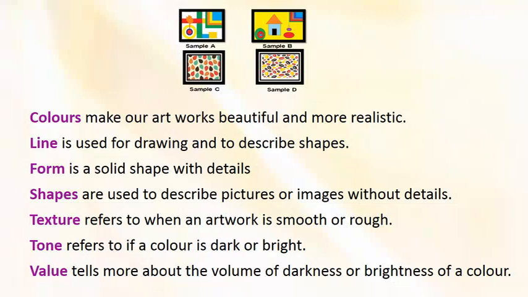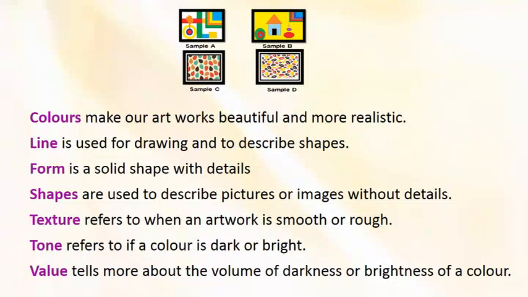Remember, you have different types of line: curve line, zigzag line, spiral line, so on and so forth, even diagonal line. Some lines are fat, some lines are thick, some lines are thin, while some lines are dotted. Then what is form? Form is a solid shape with details, just like your cube, your orange, anything solid.